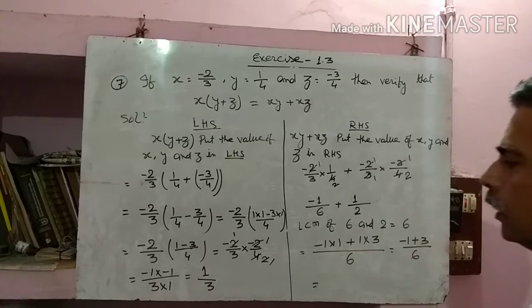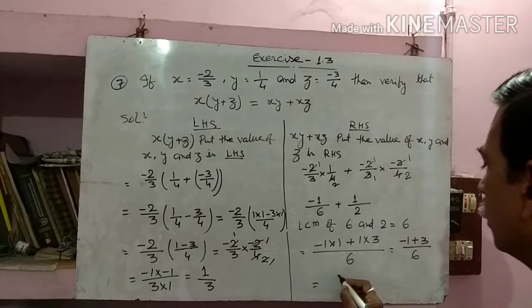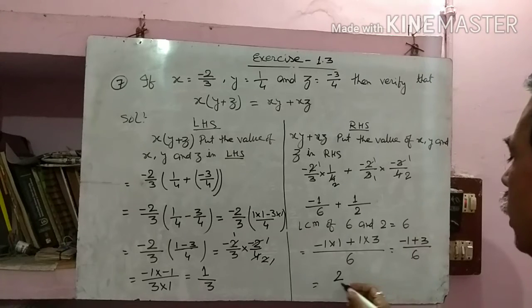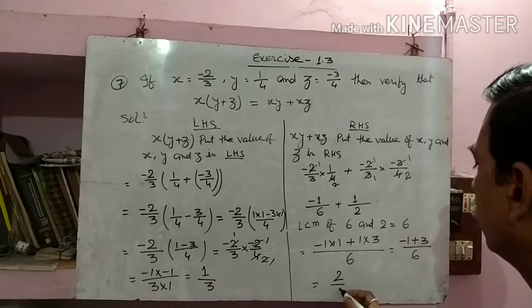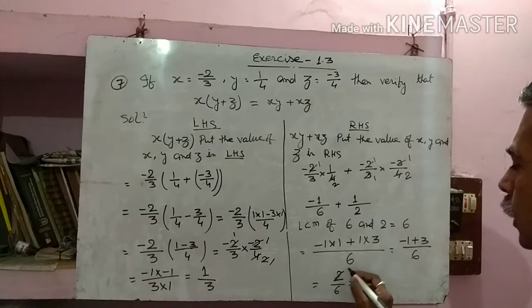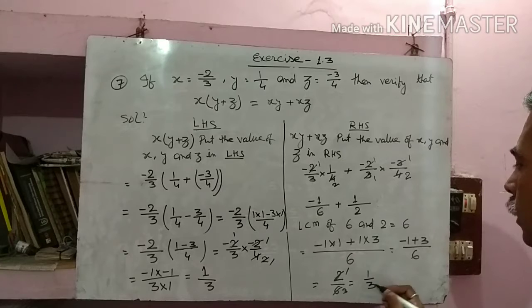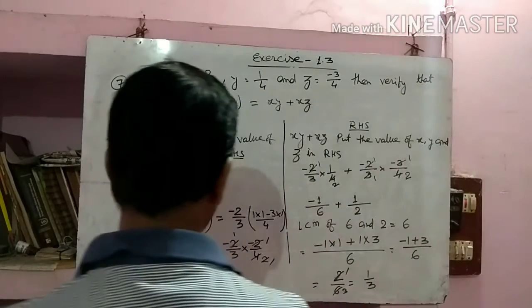As we discussed here, if there are two values with different signs, you subtract the smaller value from the bigger one. So 1 is subtracted from 3, then what will you get? 2, and the sign of the bigger one, so this is positive. You can write the positive sign or you can omit it also. Okay, what do you get? This is 2 ones are 2 and 2 threes are 6. And finally what will we get? The RHS is also 1 by 3. So you can write it like this.